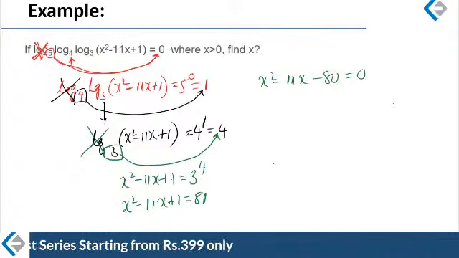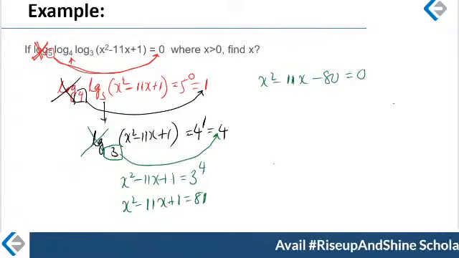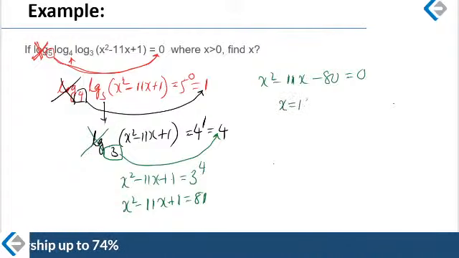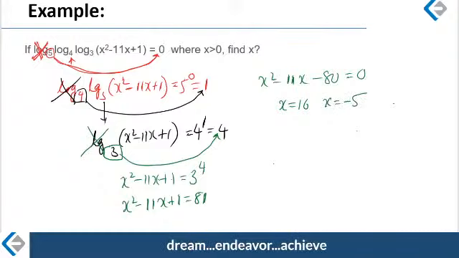Now from here you can find the roots. One root is positive, one root is negative. Thereby you will get the answer. What is that? 16 and 5, right? Therefore, x is equal to 16 and x is equal to minus 5. You get two roots there.